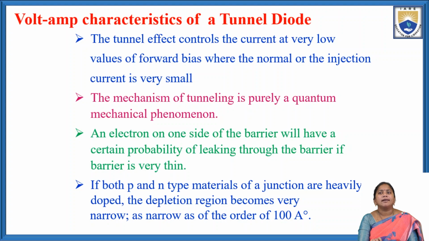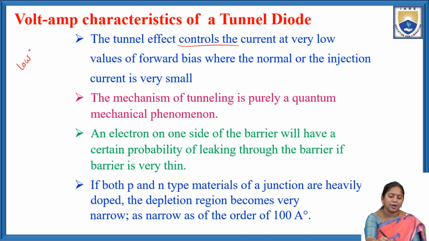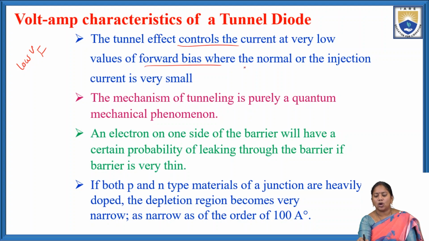The tunnel effect controls the current at very low values of forward bias, VF. The tunnel effect controls the current at very low values of the forward bias, where the normal or injection current is very small.